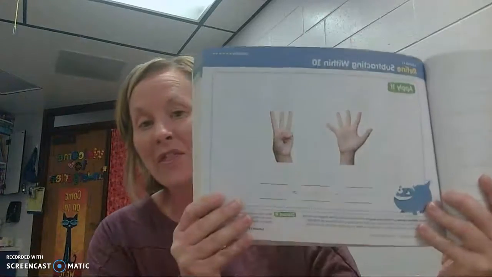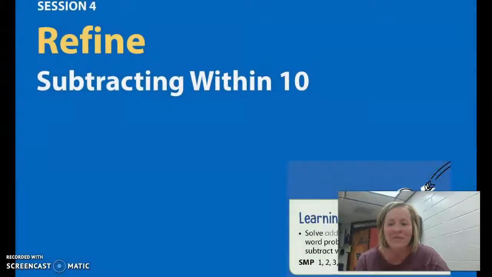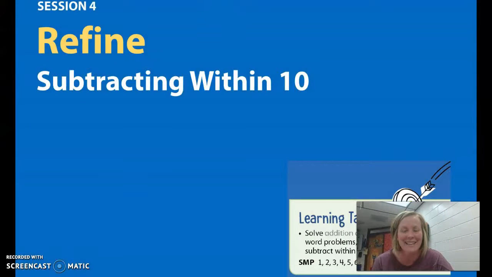And the strategy we're really going to be practicing today is using our fingers. You are correct. So all of the problems we solve today, we're going to be solving using our fingers. You need to have out your workbook. We're going to be on this page and something to write with. So you are ready to go. All right, let's get started.